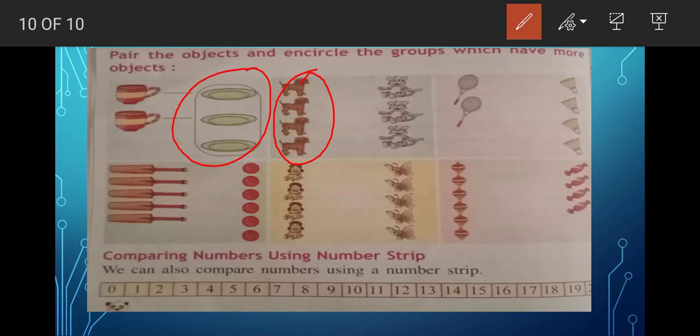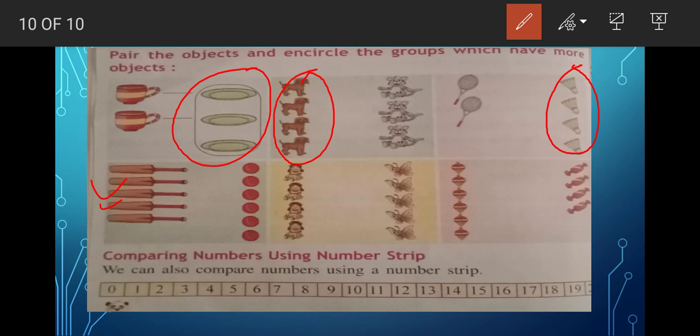Here 2 badminton rackets and shuttlecocks, isn't it? So 4 shuttlecocks are there, so this is more. So you have to circle that one. In the same way you will do this one yourself, children. I am not going to do it. Okay. So the remaining 3 you will be doing yourself in the textbook.